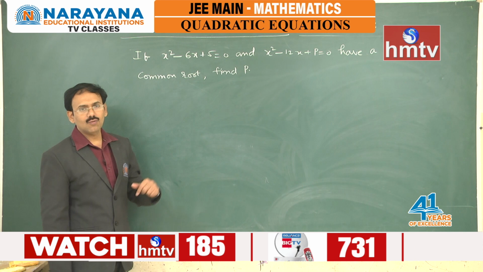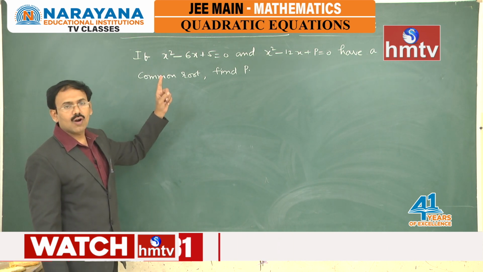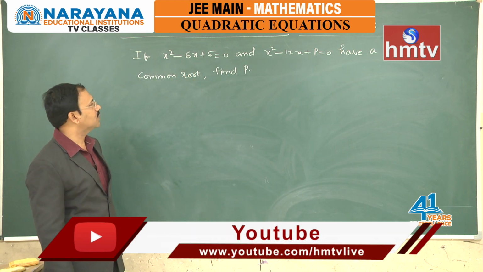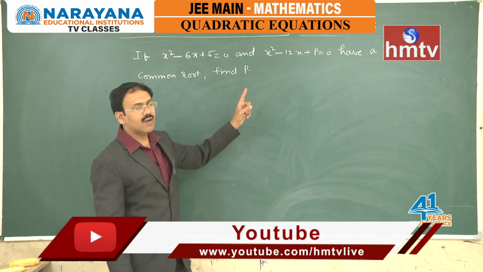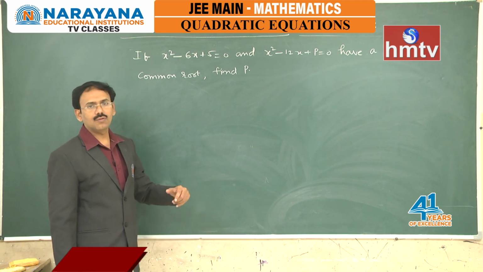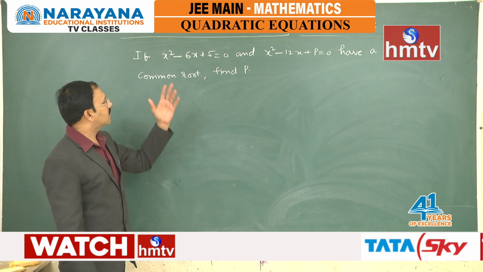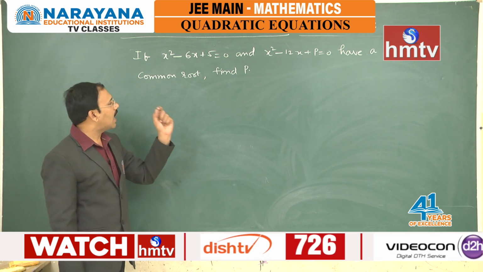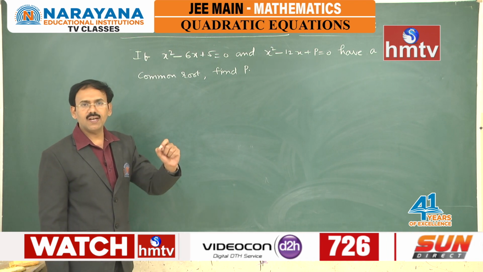Now, you see this question: if the quadratic equations x square minus 6x plus 5 equal to 0 and x square minus 12x plus p equal to 0 have a common root, then find p. Given two equations saying that they have a common root, and unknown p is given, we need to find p.